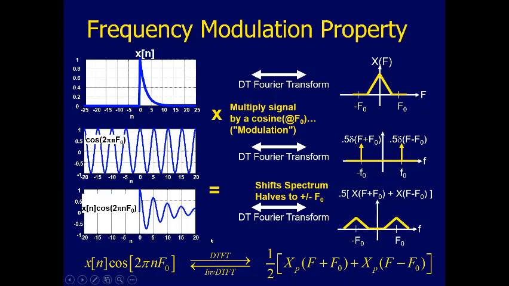This is what happens to signals when we multiply any time domain signal by a cosine. We take its spectrum, cut it in half, shift it up by f0, shift it down by f0. That's in fact how AM radio works, except not in the discrete time version, in the continuous time version.